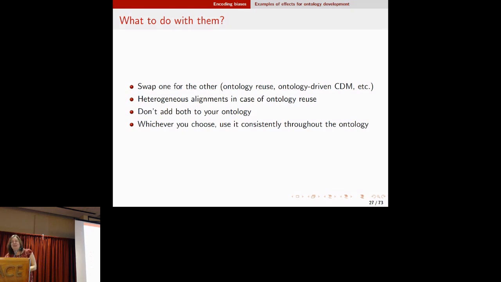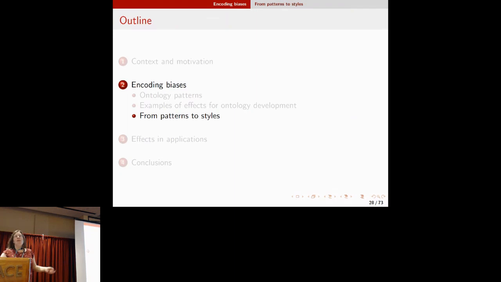Whichever you choose, use it consistently throughout your ontology, because then we can go to the notion of ontology styles. If you have a certain subset of patterns that you use consistently, then you get one style of an ontology. If you want to go to another style, we just make transformations from this pattern to that pattern, and then you can get a whole different style of ontology. But you can only do that if you have that consistently throughout your ontology.